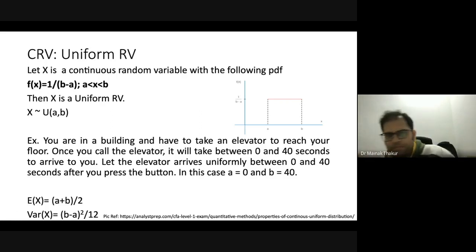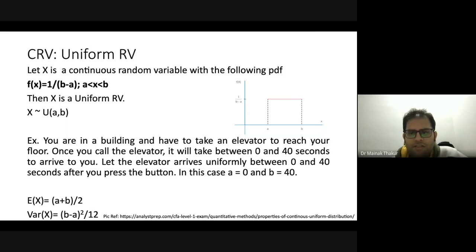Probability you can calculate by integrating fx. Now, if x follows this PDF, then x follows a uniform random variable with two parameters, a and b. A uniform random variable has two parameters, a and b. Now let's take an example: you are in a building and have to take an elevator to reach your floor. Once you call the elevator, it will take between 0 and 40 seconds to arrive. Let the elevator arrive uniformly between 0 and 40 seconds after you press the button. In this case, a is 0 and b is 40.